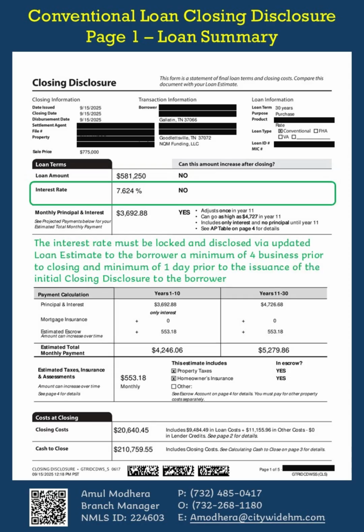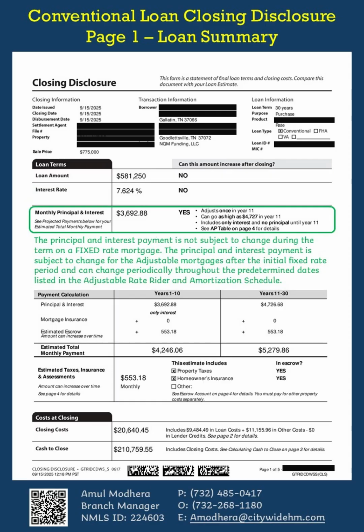The interest rate must be locked and disclosed via updated loan estimate to the borrower a minimum of 4 business days prior to closing, and a minimum of 1 business day prior to the issuance of the initial CD to the borrower. The principal and interest payment is not subject to change during the term on a fixed-rate mortgage. The principal and interest payment is subject to change for adjustable rate mortgages after the initial fixed-rate period and can change periodically throughout the defined time periods listed in the adjustable rate rider.